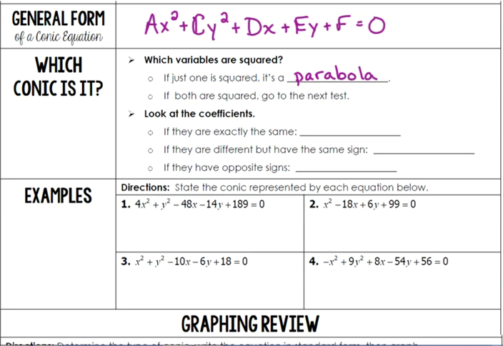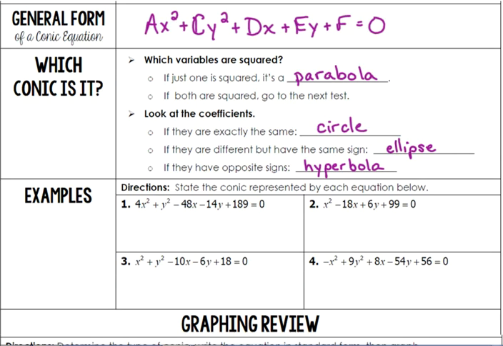If both of them are squared, then we want to look at our coefficients on those squared terms. If they are exactly the same, it's a circle. If they are different, but they have the same sign, it's an ellipse. If they have opposite signs, it's a hyperbola. So first question is which one's squared? If only one of them is squared, it's a parabola.